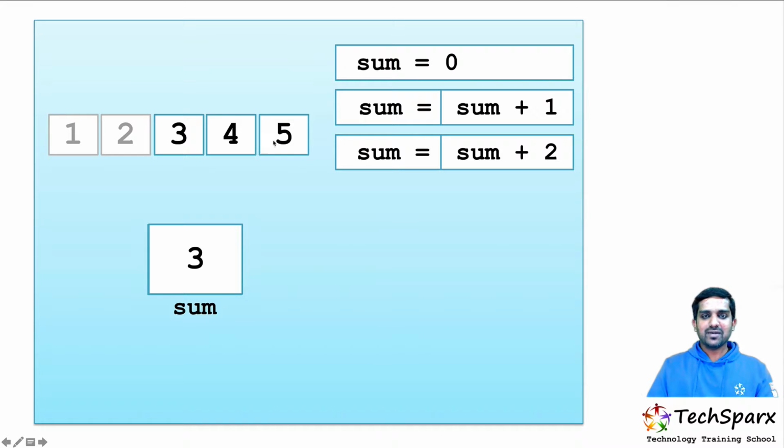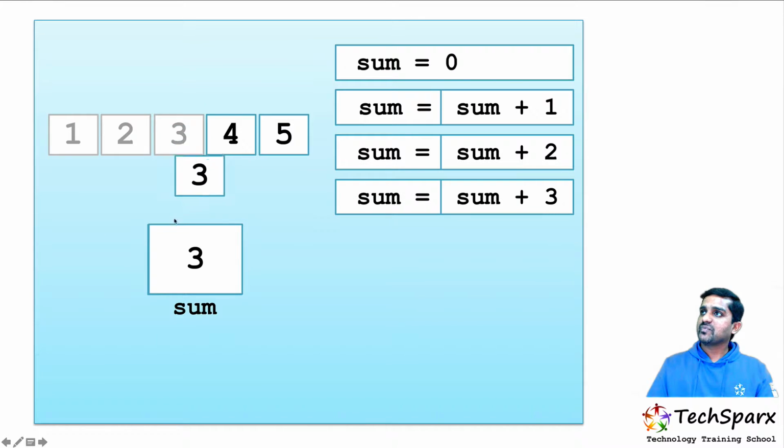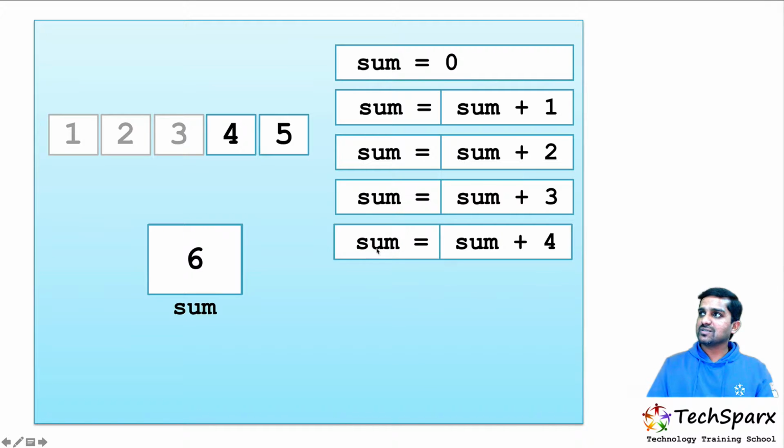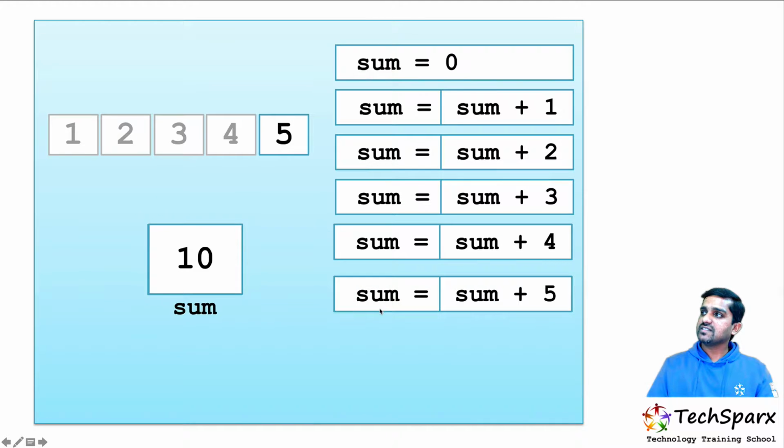And then the next step, I think you would guess right now, all that you have to do is sum plus 3. The previous sum was 3, 3 plus 3 is 6, and 6 is assigned to sum. Next step, sum plus 4: sum is 6, 6 plus 4 gives me 10, and that 10 is assigned to sum. And then sum plus 5. My existing sum is 10, 10 plus 5 gives me 15, and that 15 should be assigned to sum. So totally sum will become 15, which is nothing but 15 liters.